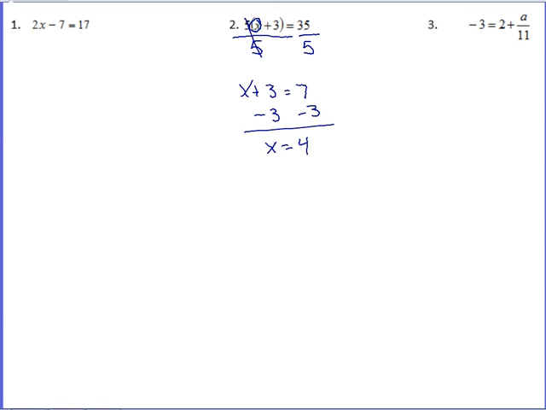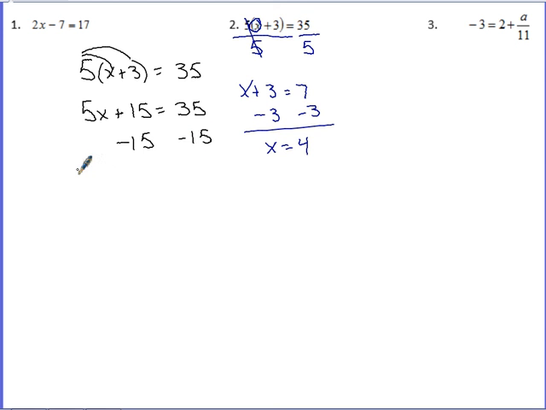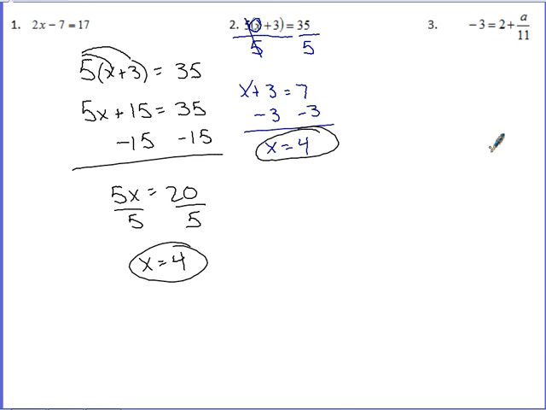Some of you might be more comfortable solving this using the distributive property, so I'm going to write that over here and do this problem using the distributive property. Okay, so the first thing I would do is multiply 5 times x and then 5 times 3. Okay, now we have a little 2-step equation. Same thing, I'm going to work backwards, so plus 15, I'm going to do minus 15. 5x equals 20, and then divide by 5. And x equals 4. So we get the same answer, either method you choose, whatever is going to be easiest for you to remember and do correctly.